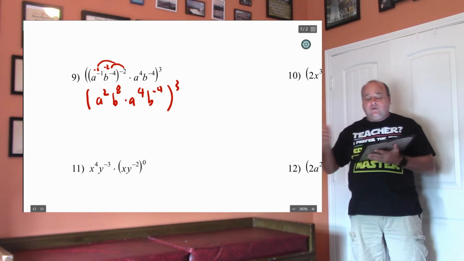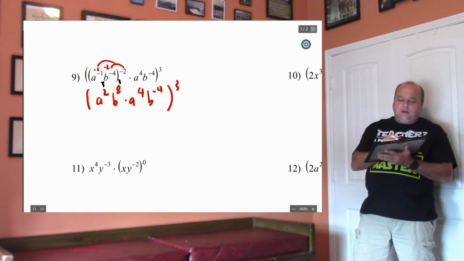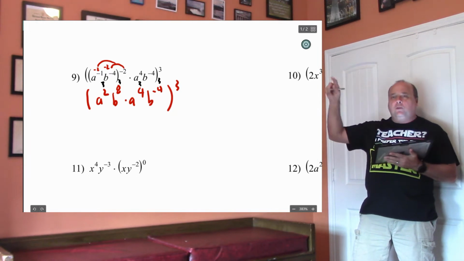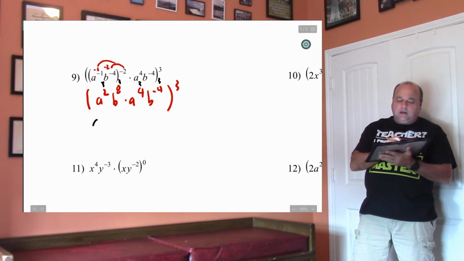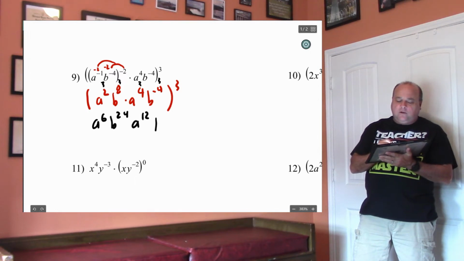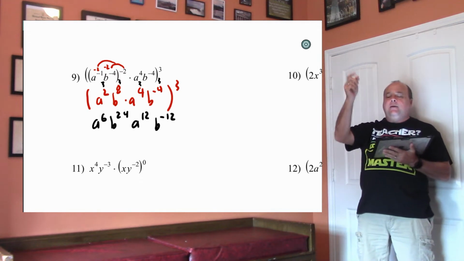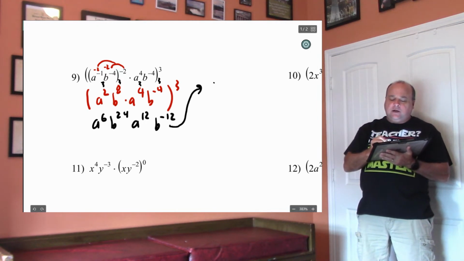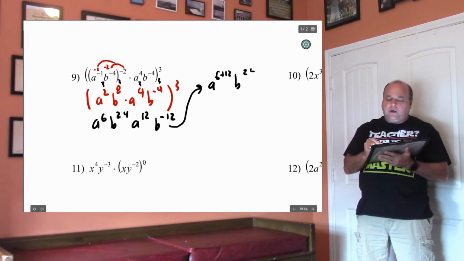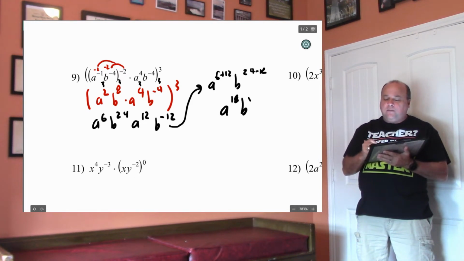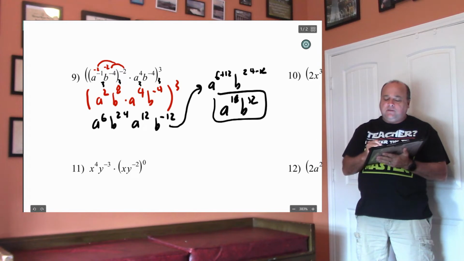Now then I got to take the 3 and distribute. So I'm going to do 3, 3, 3, and 3. I'm going to multiply all those, aren't I? So I'm going to end up with a to the 6, b to the 24, a to the 12, and b to the negative 12. Now then I'm going to go through and add up my exponents. So this is going to turn into a to the 6 plus 12, b to the 24 minus 12, which will be a to the 18 and b to the 12.